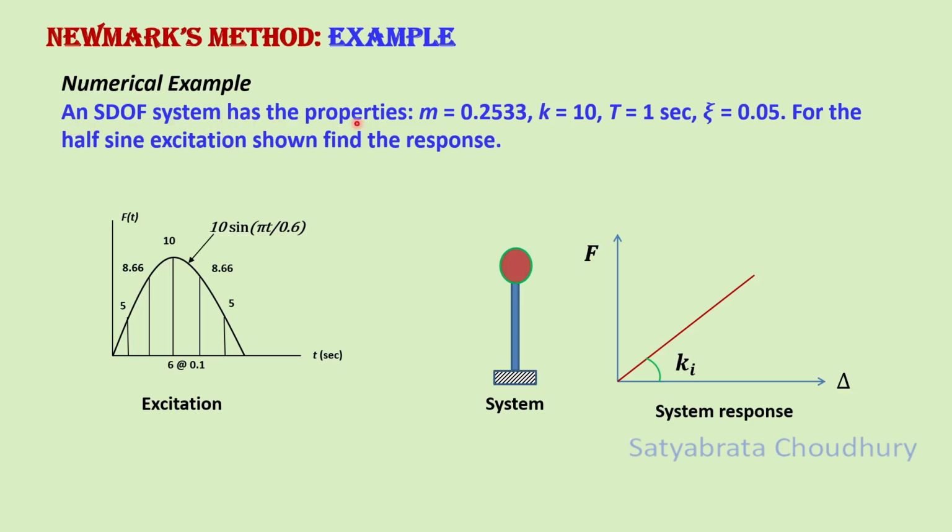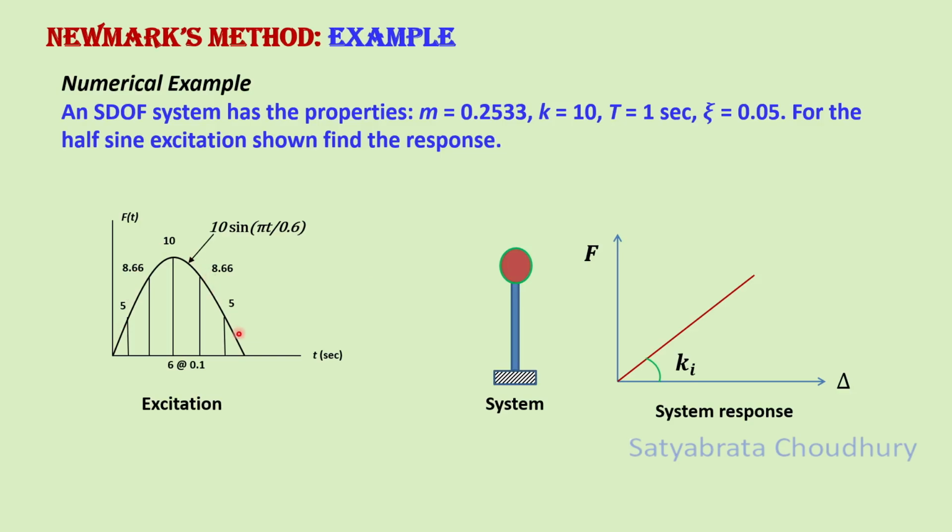We have a single degree of freedom system having mass equal to this much units. The units I have not written here. This can be in any consistent units. K equal to 10 units, time period is 1 second, damping is 5%, and the excitation is a half sine excitation here. This example is given in Chopra's book.